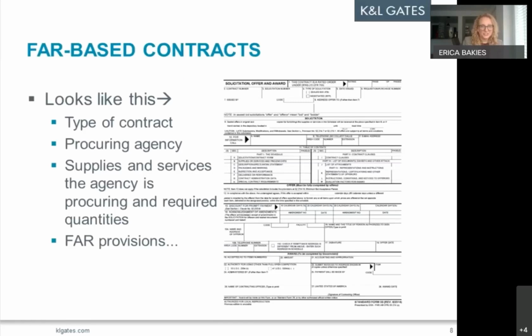Government contracts are governed by the Federal Acquisition Regulation, and we typically refer to these as FAR-based contracts. So on the screen is an example of what a FAR-based contract might look like. It identifies the procuring agency, it describes the particular services and supplies to be provided, it identifies the quantity of those supplies and services, it includes a schedule, it identifies additional deliverables, and it also has the dreaded FAR provisions.